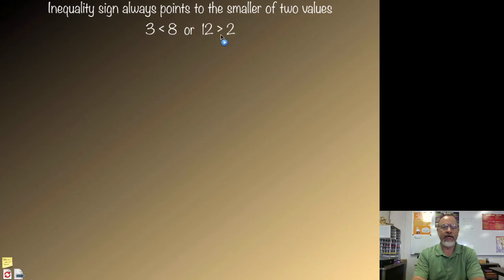But either way, the inequality sign points to the smaller of the two values, and when we're reading them, we always read from left to right. Just like any other language, we're always reading in the same order. We've talked about math being a language. Math we read from left to right as well.